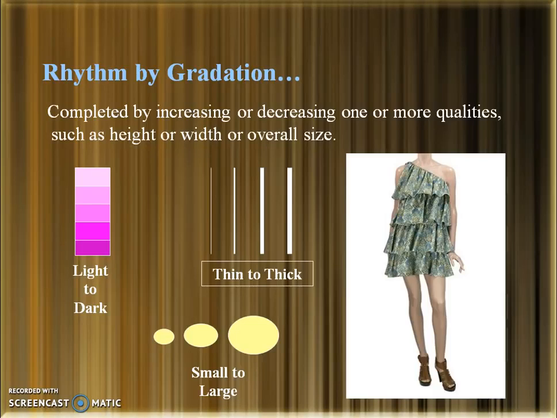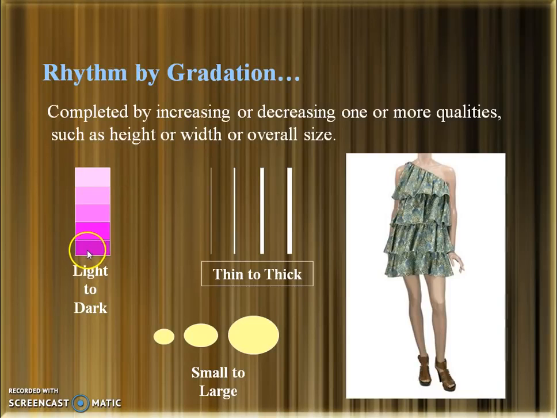The second example is rhythm by gradation. What gradation means is, it is completed by increasing or decreasing one or more qualities, such as height or width or overall size. So when there is a gradual increase or decrease in size or weight or intensities of color, it is said to be rhythm by gradation.